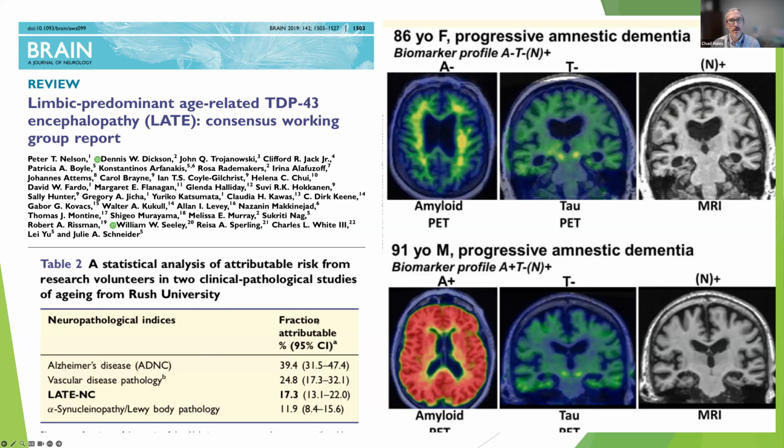So this is something that we're identifying more frequently now because we're doing more biomarker testing on people and finding patients in their 70s, but mainly 80s, that don't have amyloid or tau, but do have these findings of neurodegeneration and memory loss. And so this is LATE.